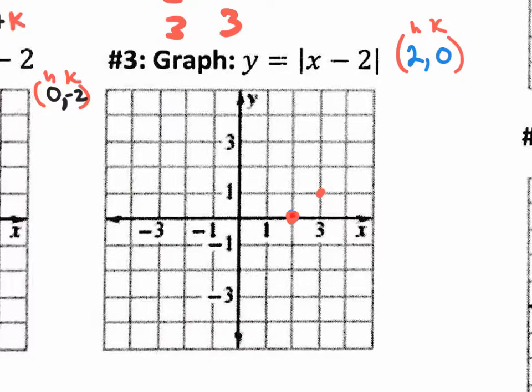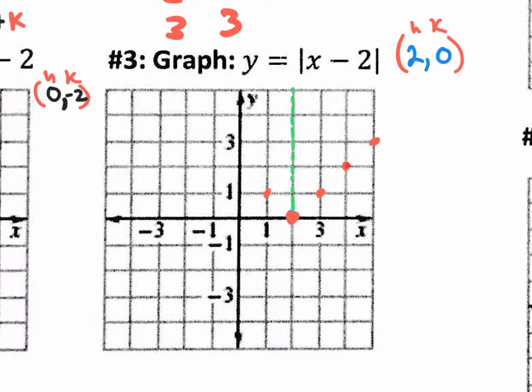So not only do you go up 1 over 1 this way, you could also go up 1 and over 1 this way to start creating your V. Okay, and you could continue to go up 1 over 1 and up 1 over 1. Or you could just do one whole side and then just mirror it over. Like imagine a reflection line right here and mirror it over to the other side.